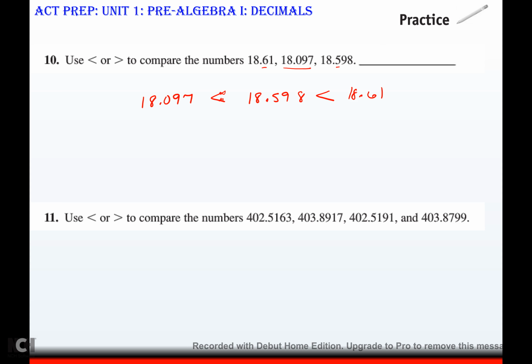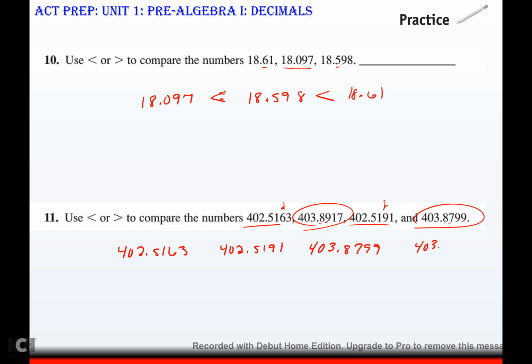So on this one, again, I'm going to go small to big. We got 2 in the 402s, 0.51, 6, and 9. 6 is smaller, so I'm going to do 402.5163, 402.5191. Then you got these guys that match. You got 0.8s, 7, 9. 7 is smaller, so 403.8799, and 403.8917. And again, if you go small to big, then I promise your inequalities will always point left. If you go big to small, then they'll point right.